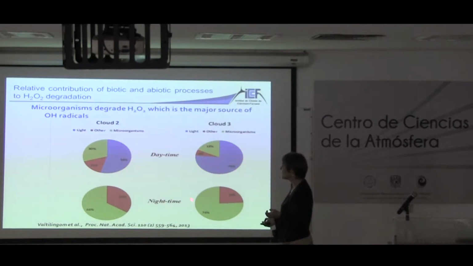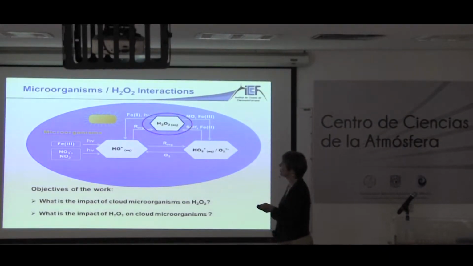And of course, during the nighttime, OH radicals are much lower. You still have nitrate radicals, and you also have all the photo-Fenton and so on reactions. And in that case, they are dominating. So again, we are in the same range of activity. So it means that they are competing in the transformation of hydrogen peroxide, by the light or by the microbes. So this interaction between hydrogen peroxide and microorganisms was really something new, that nobody really thought about.